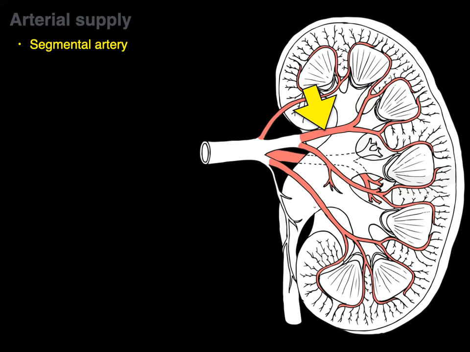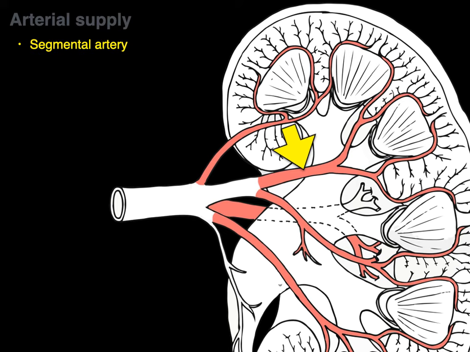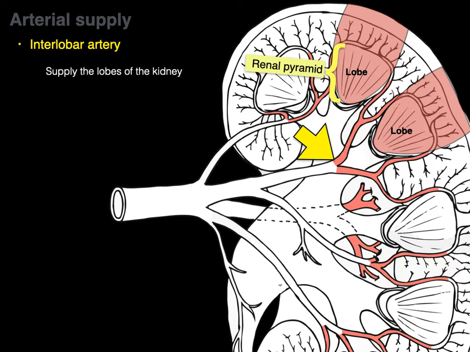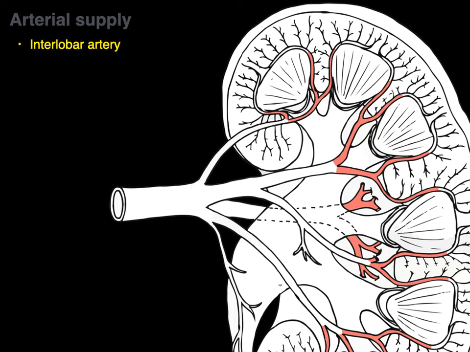So here's the anterior superior segmental artery, and if we block it right there, that means its associated segment has ischemic damage. From the segmental artery, the next branch is called an interlobar artery because it supplies the lobes of the kidneys. If there's one lobe and there's another lobe, interlobar means the artery goes between the lobes and then supplies the lobes. Well, what's a lobe? It's a renal pyramid with its associated cap of renal cortex.